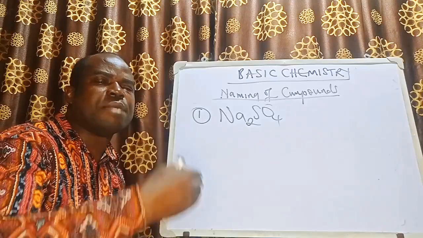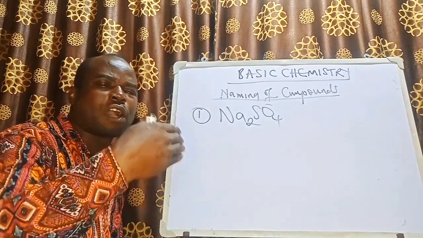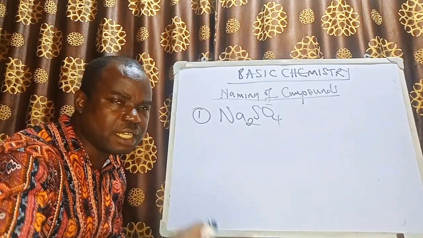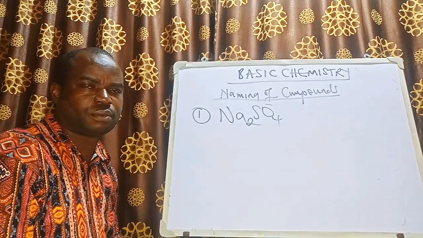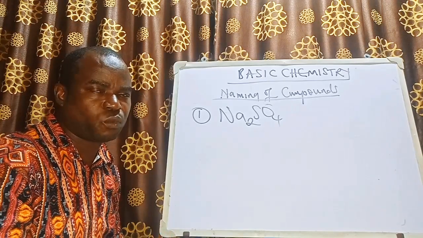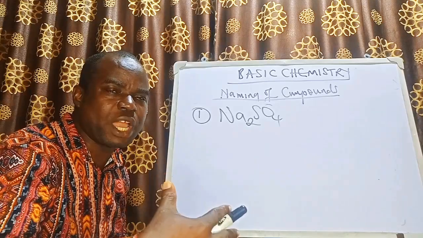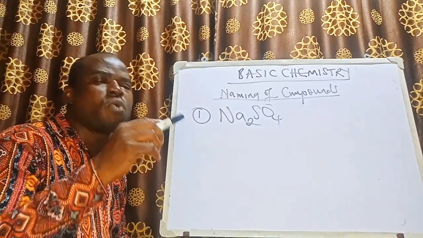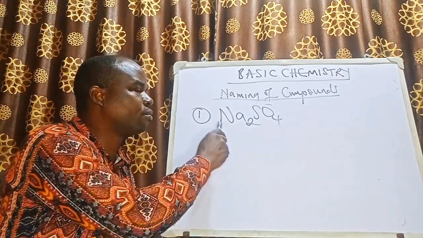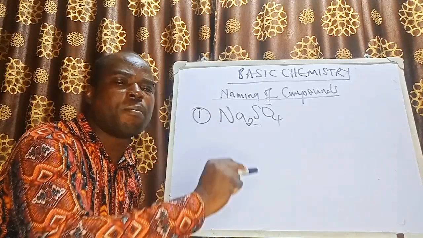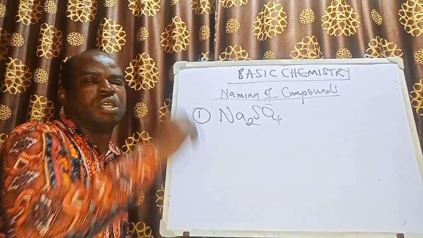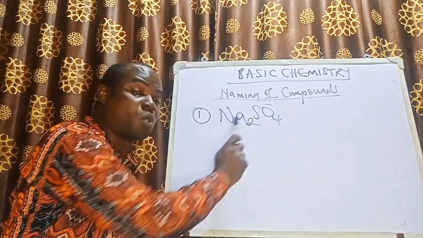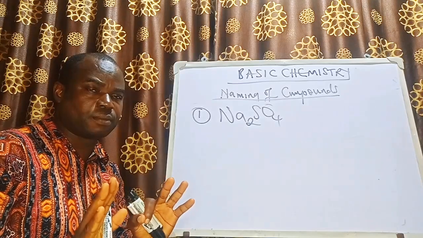So if you want to name the compound, you will calculate what we call the oxidation state of the element that is in the middle. Take note of where I explained it. We will calculate the oxidation state of the element that is where? In the middle. How do we do that? We will look at the oxidation number of the other elements in the compound. Now I have sodium, I have oxygen. So I will use the two to now solve for sulfur. Now, follow me very well so you can understand it.